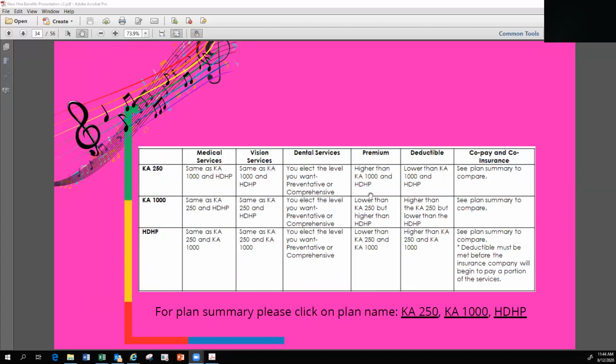If you elect the $1,000, your premium is going to be lower than had you picked the $250, but higher than the high deductible health plan. And the deductible is going to be higher than the $250, but lower than the high deductible health plan. If you choose the high deductible health plan, your premium is going to be the lowest. It is cheaper than the $250 or the $1,000. And the reason why is because it has the highest deductible in place. Here are the plan summaries. And again, on that Google link, it will be a PDF, so you'll be able to access these links.